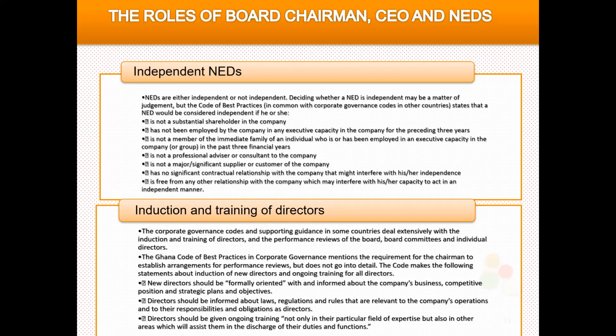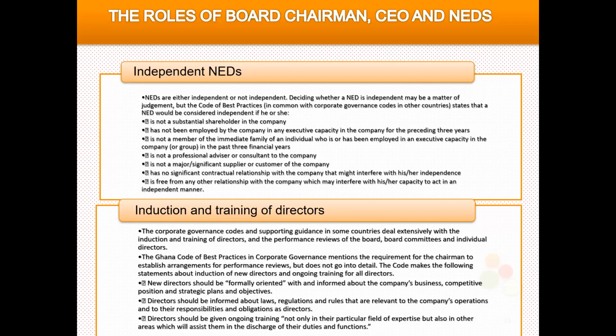New directors should be formally oriented. They have to be informed about the company's business, their competitive positions, their strategy. They should be given a strategic overview of the company. Directors should be informed about laws, regulations, and rules that are relevant to the company's operations and to their responsibilities and obligations as directors. Directors should be given ongoing training, not only in their particular field of expertise, but also in other areas that would enhance their discharge of duties.